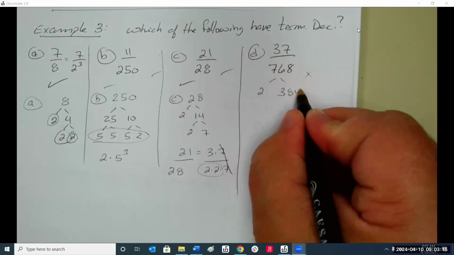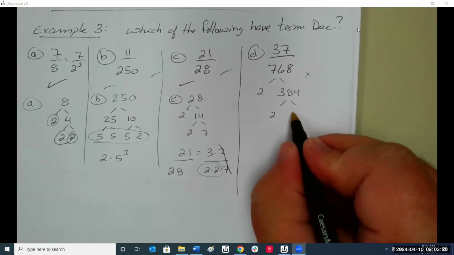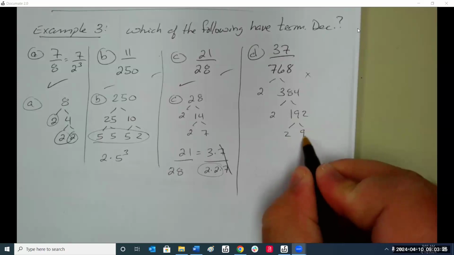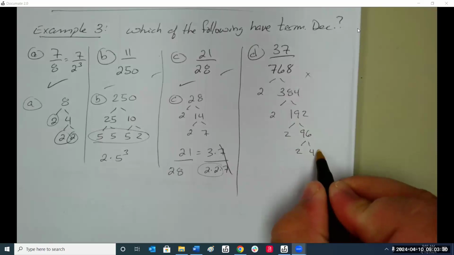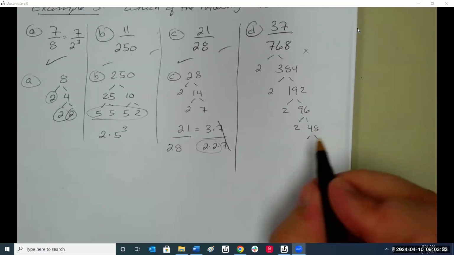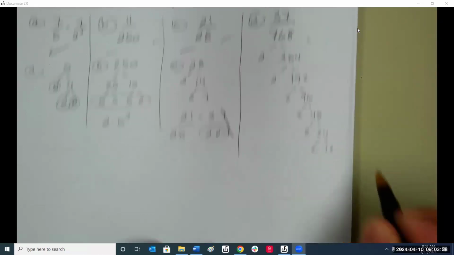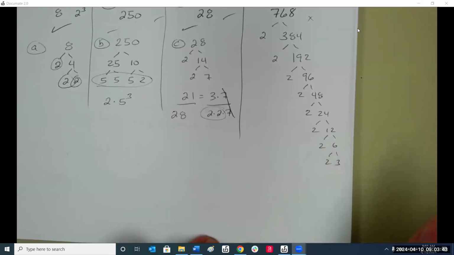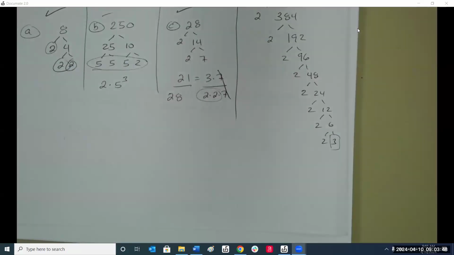Three, 8, 4. 1, 9, 2. 9, 6. 4, 8. 24. And 37 is a prime number, so this 3 doesn't cancel. So it's not a terminating decimal.